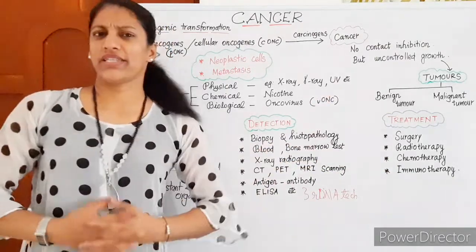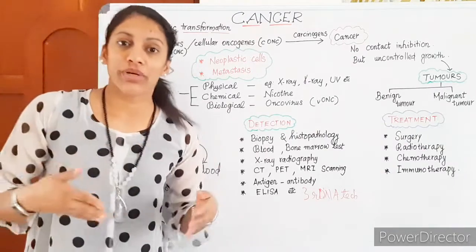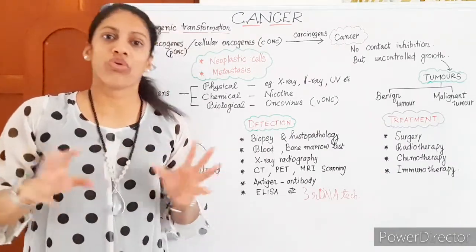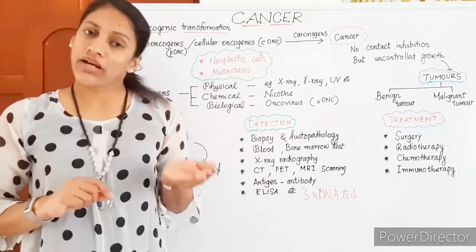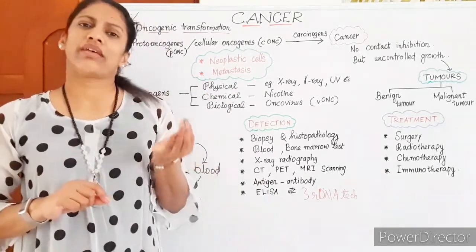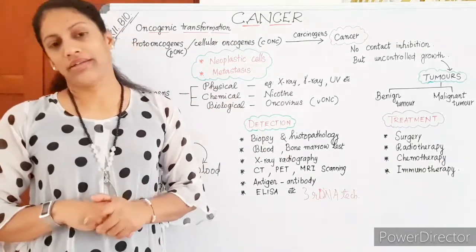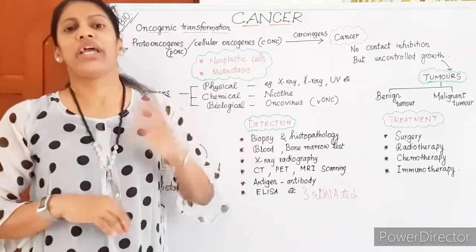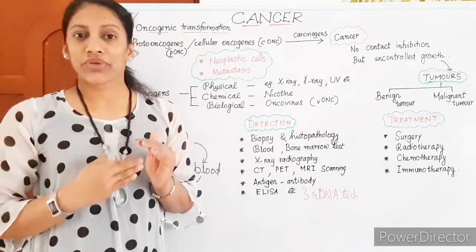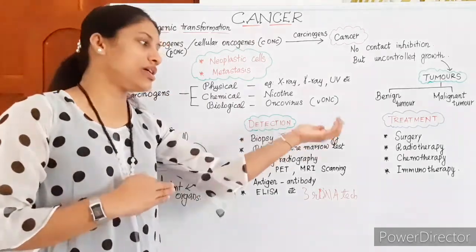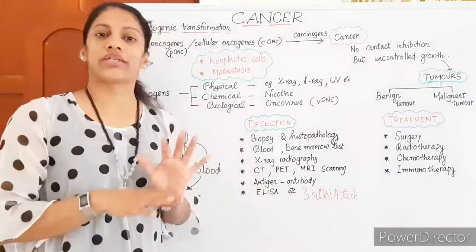What do you mean by surgery? The cancerous tumor is surgically removed. There are some problems: some cells may be left behind, which may lead to further spreading. Anyway, surgical removal can be a better option in early stages of cancer.